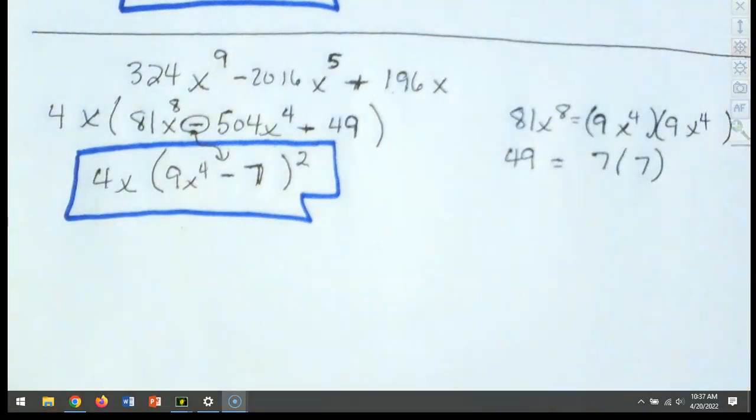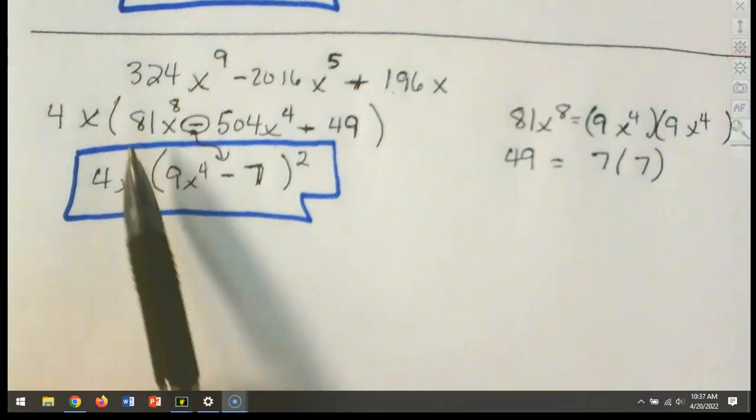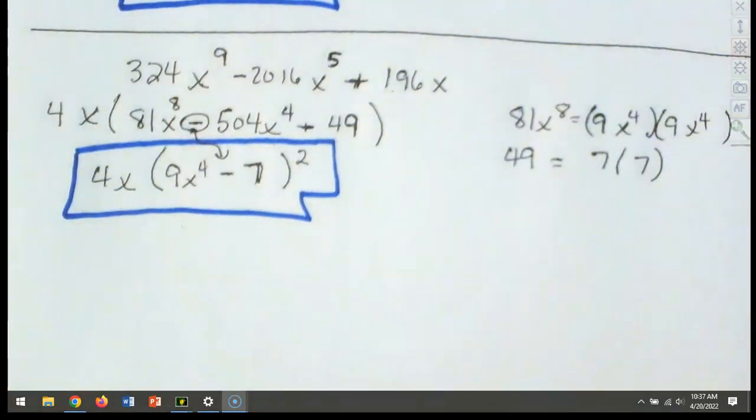But see, if you didn't realize that that 4 could come out, you wouldn't see the fact that it is a perfect square trinomial. So you've got to make sure that if there's a number in common, factor it out. And once you factor something out, you may start to see that it is actually a square. We'll do a couple more of these. Then we'll take a short break, and then we're going to come back and look at cubes.